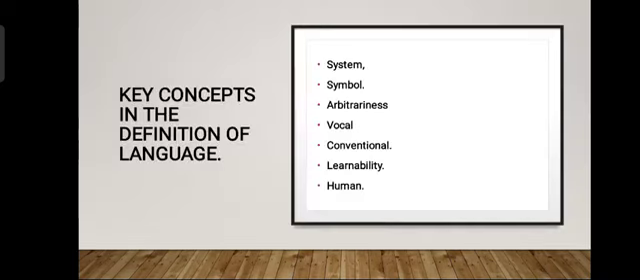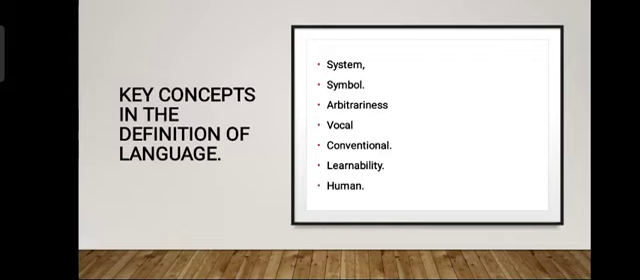After defining what language is, now we move to some key concepts in the definition of language. The first one is system. This is a group of things or parts working together in a regular relation. A system assembles together units which form a regular and connected whole. The same is true with language because it assembles units which form a regular and connected whole.